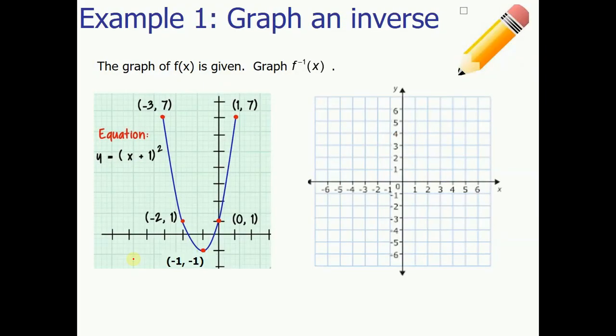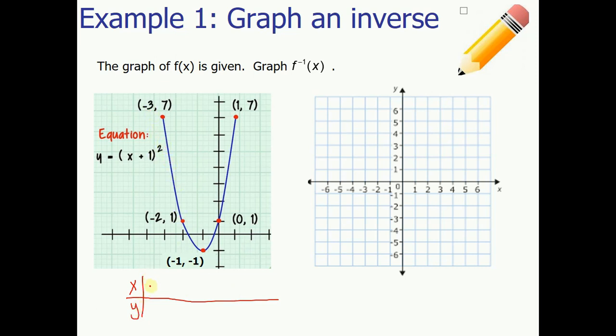Let's take a look at graphing an inverse now. So I have the graph of f of x given. We're going to graph f inverse of x. Here's what I like to do. I like to write my ordered pairs here in a table. I find it makes a little bit more sense for me when I flip-flop them. So I'm going to write my table down here for this guy.